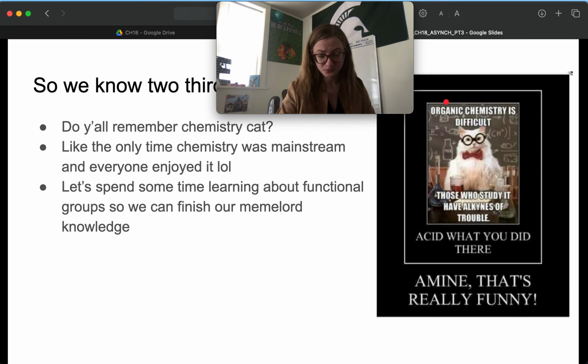So we can decipher 2/3 of this meme. However, to finish our meme lore knowledge, to know exactly what all of this means, we're gonna have to talk about functional groups in organic chemistry. So go ahead, read this, and we'll learn what amines are by the end of our presentation.